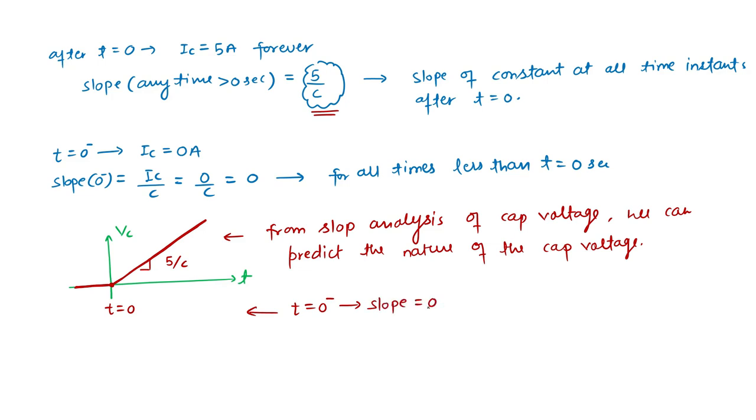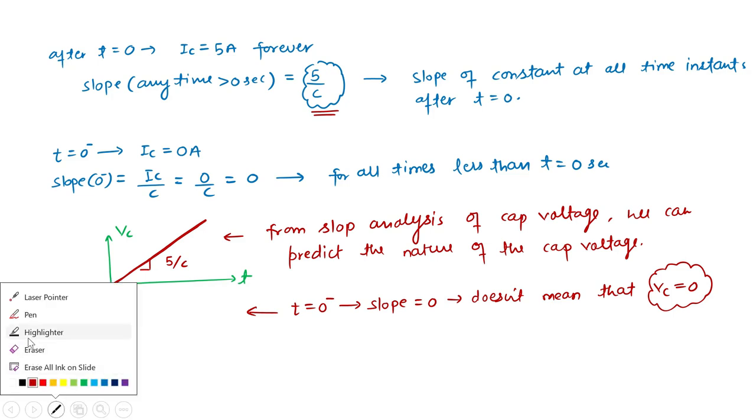slope is 0 doesn't mean that VC equal to 0. Okay, so it is not a mandatory thing, but I have drawn it like VC is 0, but it is not the true case. It depends on what initial condition you have, because now I will write an exact equation for the capacitor voltage and current relation, and from there you can find it.